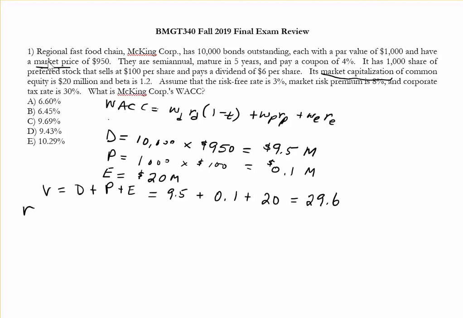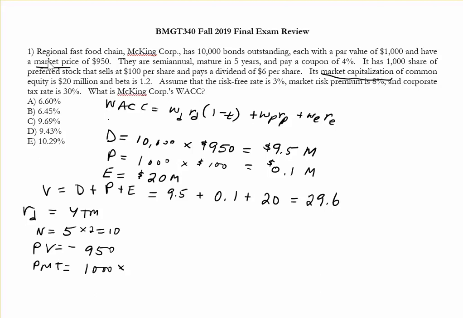Now let's get into calculating the costs of debt, preferred, and equity. The way you calculate the before-tax cost of debt is to calculate the yield to maturity. This requires using the financial calculator. So let's look at the information about the bonds. They're 5-year bonds, but it's semi-annual, so there's 10 periods. The price for each bond is $950, so we're going to put negative $950 into the calculator.